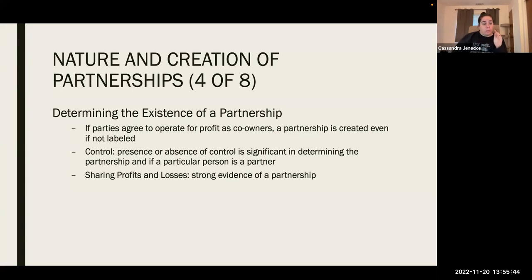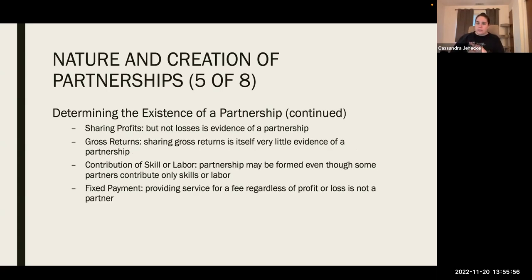Where individuals share both profit and losses, that will be strong evidence that a partnership existed and that the individuals engaged in the sharing are in fact partners. Sharing profits but not losses can also be evidence of a partnership, but it is less so, because typically in a general partnership, absent something contrary in the agreement itself, the sharing of profits, the sharing of losses, those things are going to be the same for each partner. Again, unless your partnership agreement says otherwise.